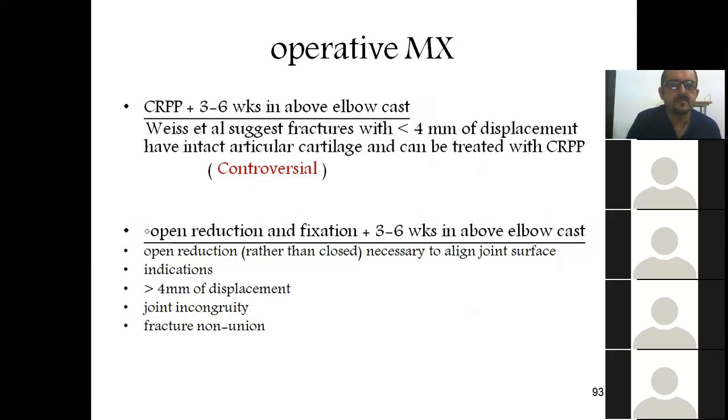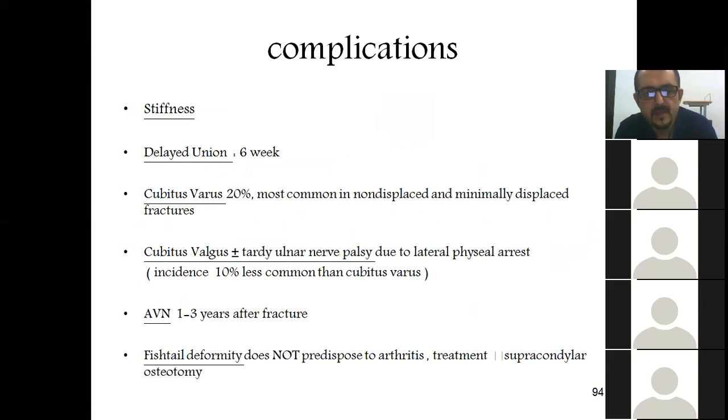This is controversial, but you don't do closed reduction and percutaneous pinning for the lateral condyle because of the forces, and the fragment is mostly rotated. Mostly you go for ORIF for these fractures and put them in a cast. Complications are similar to any fracture involving the joint. The topmost is stiffness, second is delayed union, third is cubitus varus deformity, and cubitus valgus also. Cubitus varus can also occur with lateral epicondyle fractures.